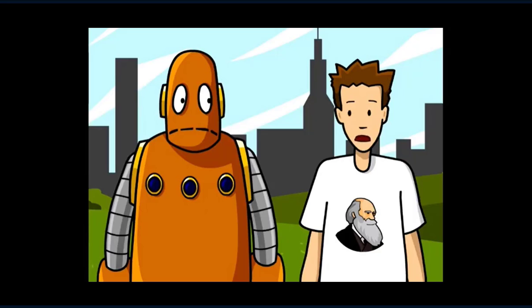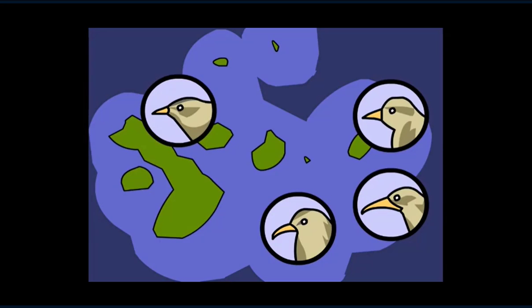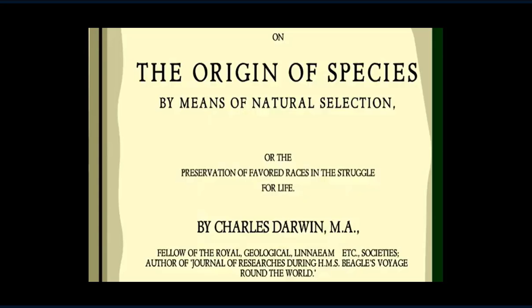Well, it's not a very nice system. Darwin called the process natural selection. He said that tiny changes, accumulating over hundreds of thousands of years, would lead to the kind of variations he observed in the Galapagos mockingbirds. In 1859, Darwin published his findings in a book, On the Origin of Species by Means of Natural Selection.